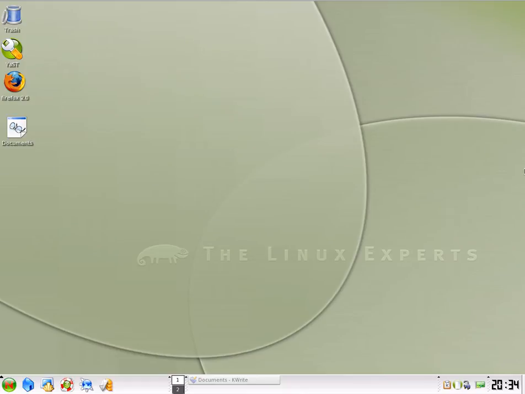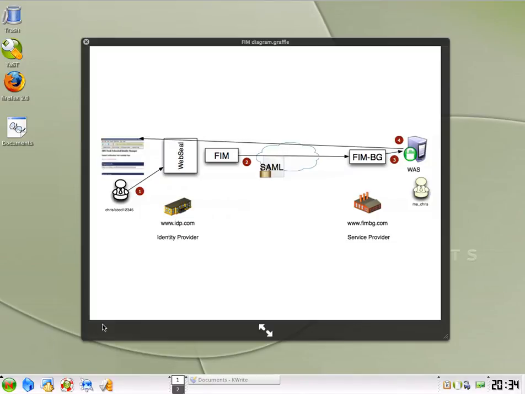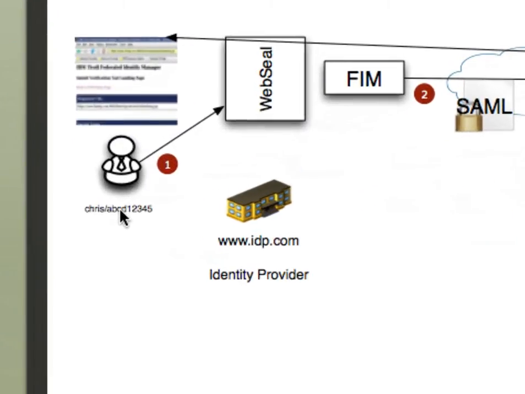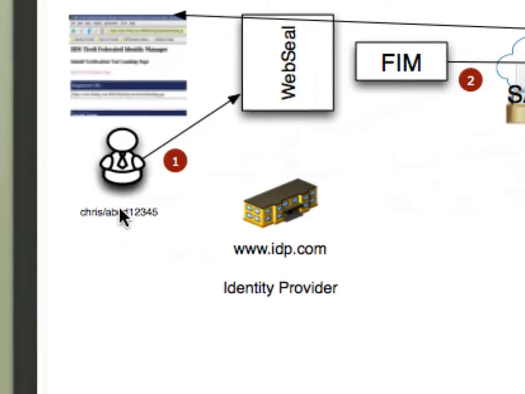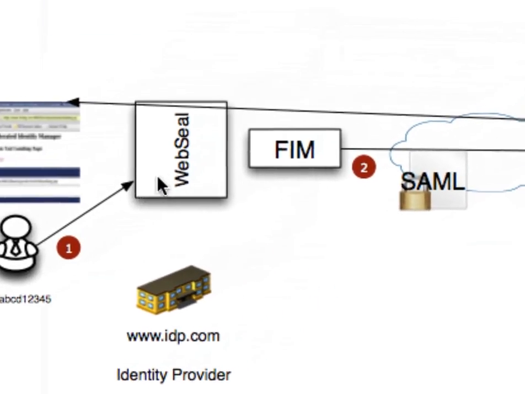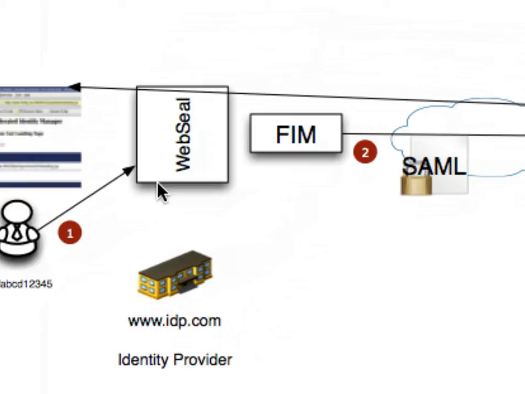We're going to show Federated Identity Manager in action. In a classical and simple scenario, on the left side we have a company whose URL is www.idp.com, the identity provider, and we have a user whose username is Chris and his password is abc123456, who is going to log in to his local system.